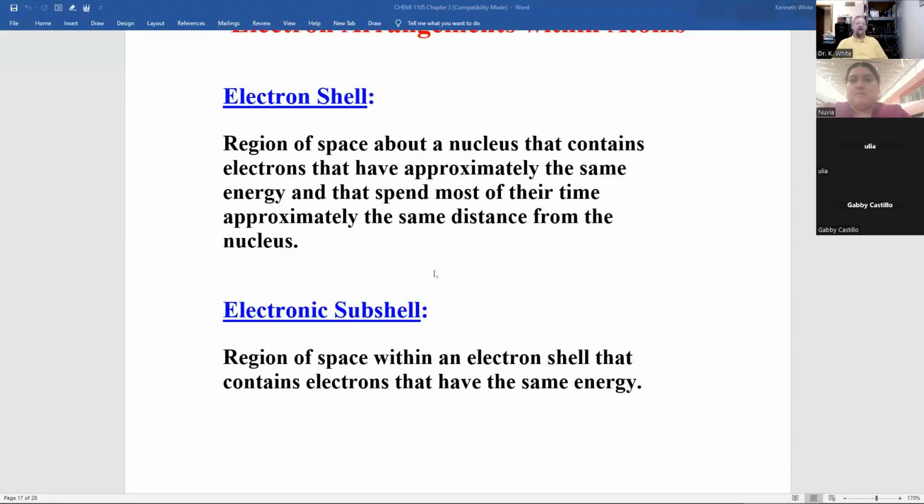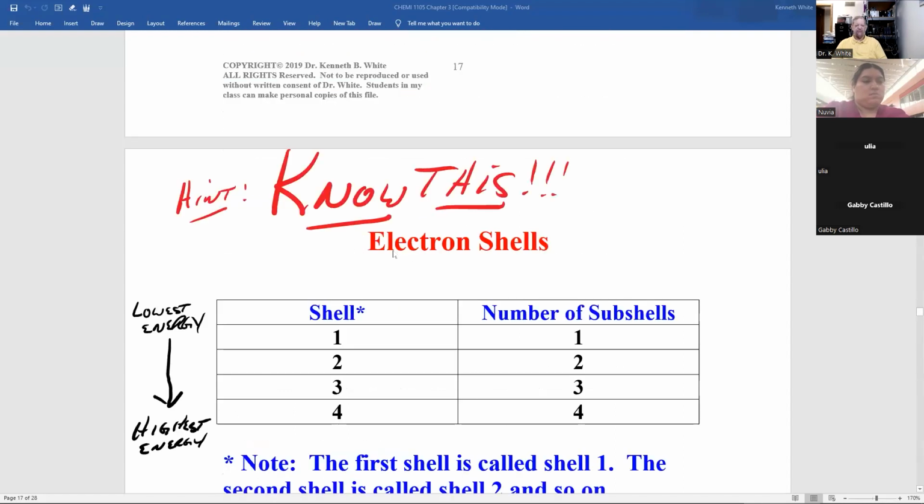the electrons are in the electron shell. They have approximately the same energy and the same distance from the nucleus. I'll never ask these definitions, but I will use these terms so you should know what I'm talking about. And each shell has subshells. The electrons in a subshell have the same energy and are the same distance from the nucleus.